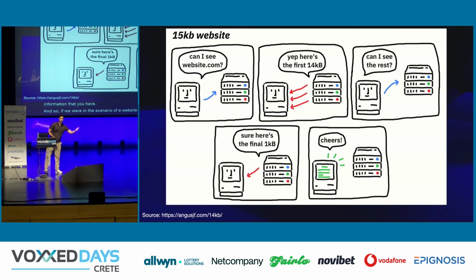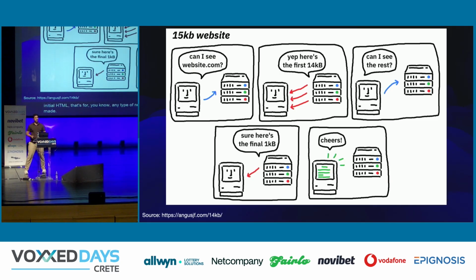And so if we were in the scenario of a website being 15 kilobytes, what it would look like is, can I see the website? Here's the first 14 kilobytes. That's not enough. So can I see the rest? And let's go back and let's fetch the final 1 kilobyte. And then we're happy and we can render everything. And that's not just for your initial HTML. That's for any type of network requests, TCP connections being made.